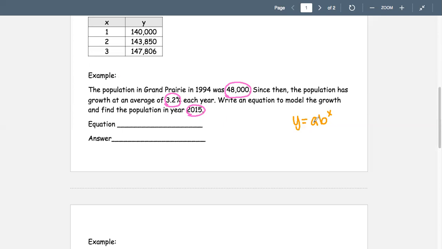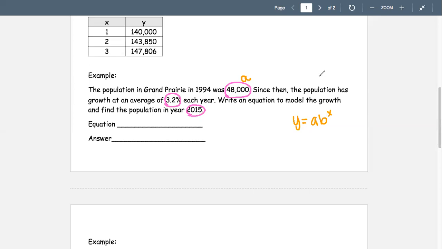The population in Grand Prairie in 1994 was 48,000. The population of, say it again, what's it? Perfect, that's the A, that's how much we started with. Okay, that's where we're beginning at, 1994. So 48,000 represents our A. This is our starting amount.